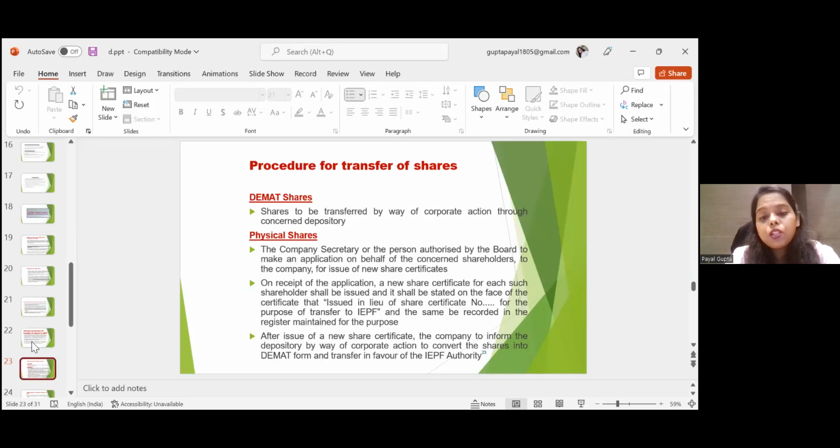मतलब कि जो shares अपने transfer कर रहे हैं IEPF में, वो सारा share, because अपने जब share transfer करते हैं तो हमारा share certificate भी change होगा.